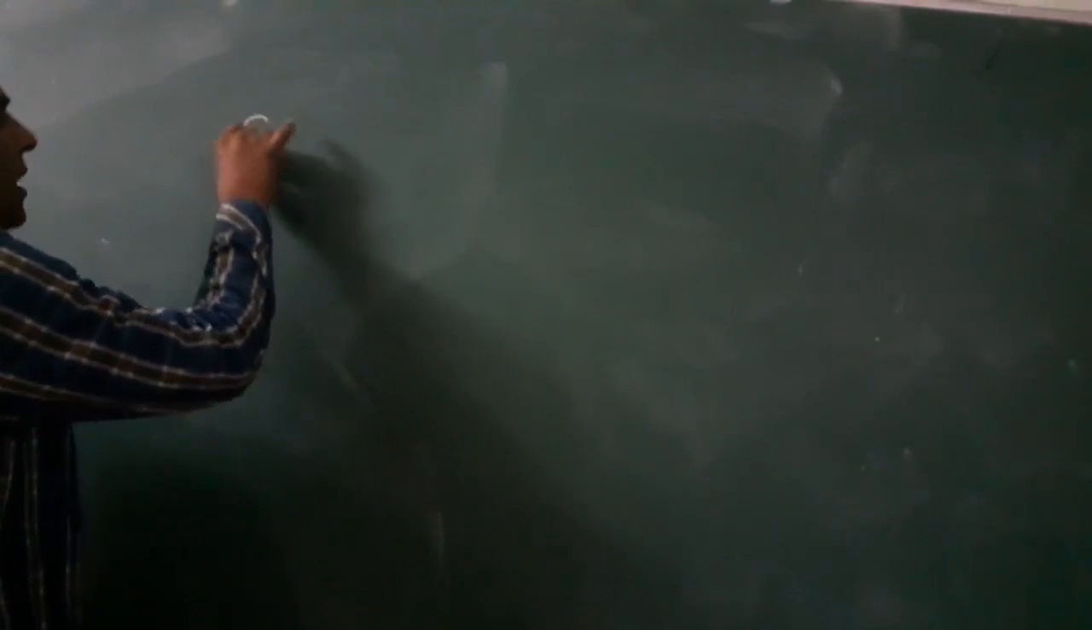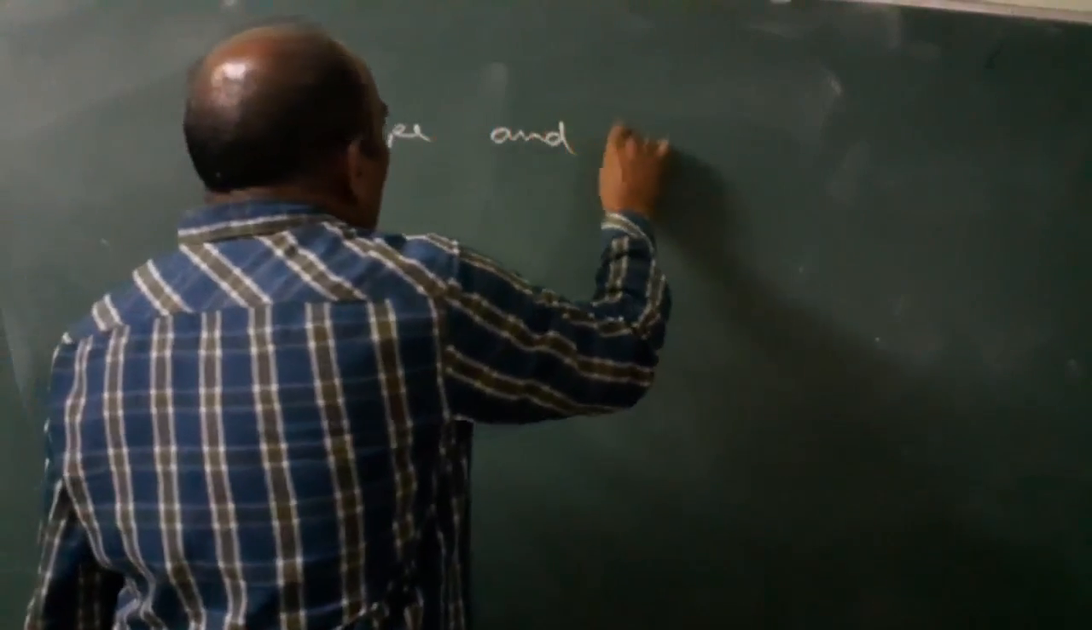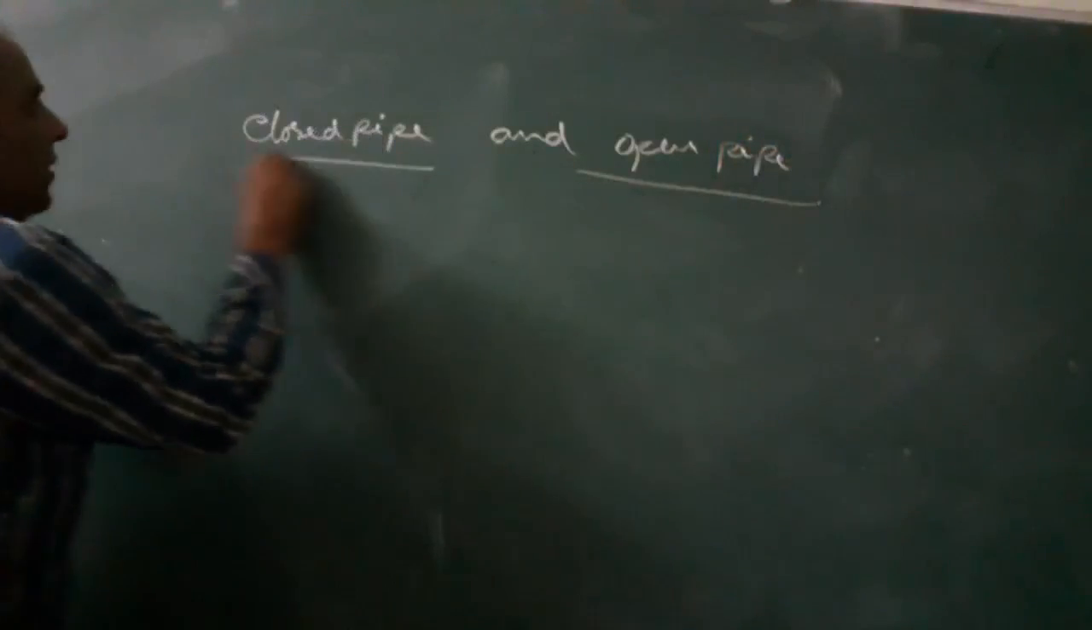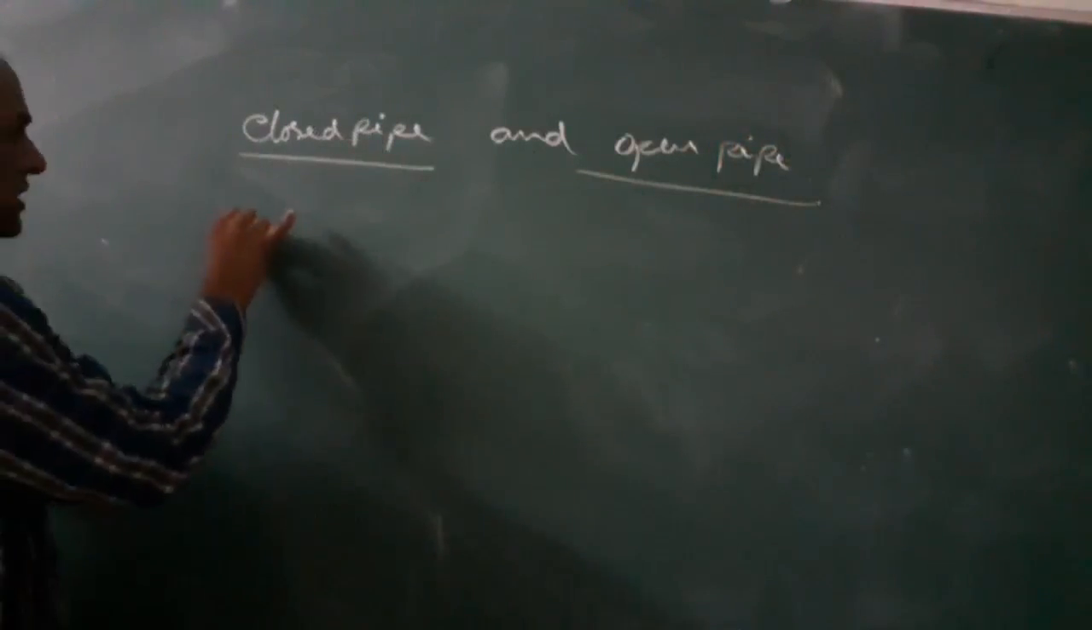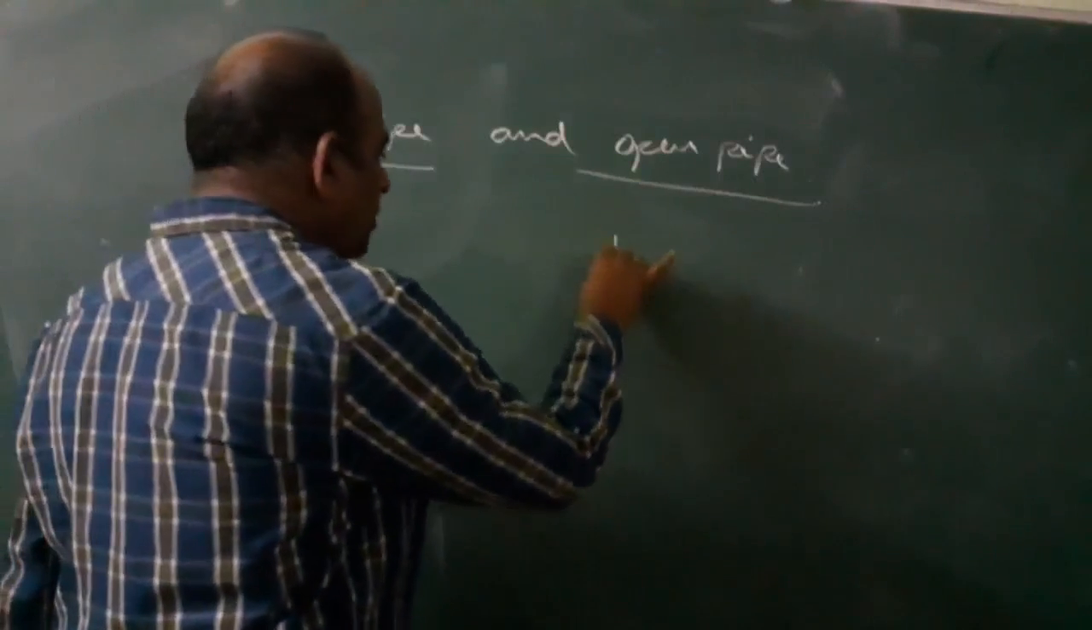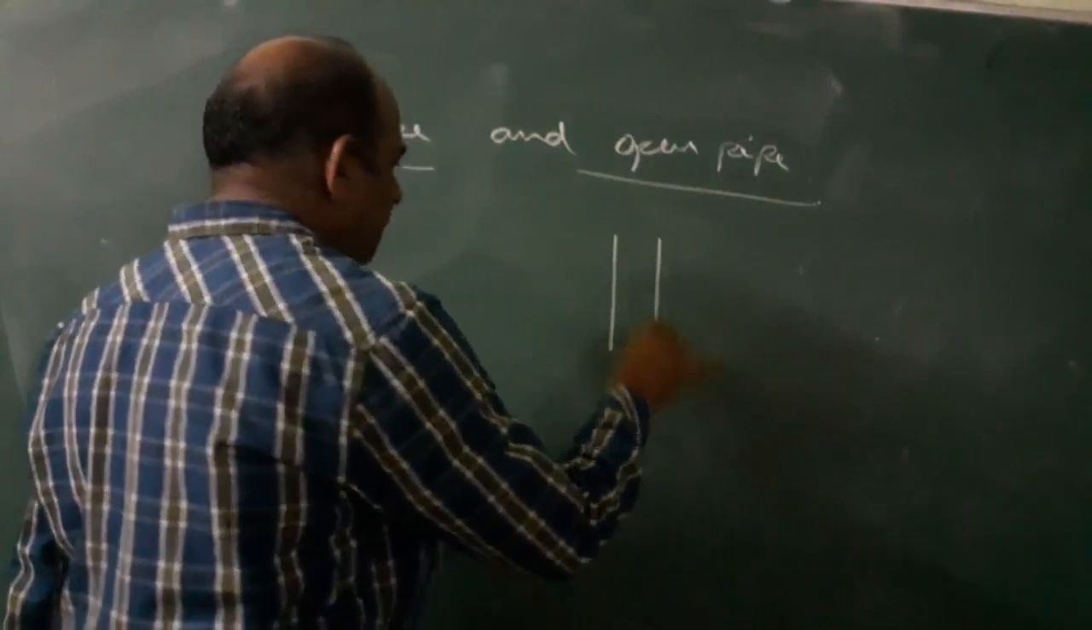Next, these longitudinal waves, that means sound waves, are allowed to pass through closed pipes and open pipes. So the third topic is closed pipe and open pipe. A pipe which is closed at one end and open at the other end is called a closed pipe. A pipe which is open at both ends is called an open pipe.